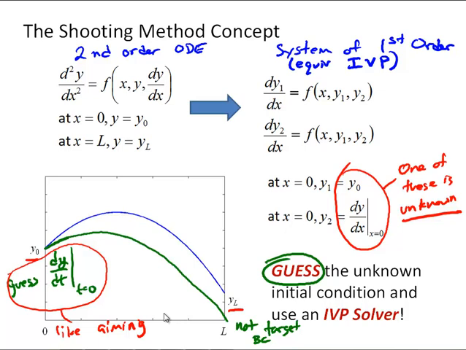the solution at the target, and then using an initial value problem solver, something like ODE45, using an initial value problem solver to integrate the solution forward and seeing if we hit our target. And so then the next step of the shooting method is coming up with an intelligent way to keep improving our guesses so that we can hit that target. We'll call that our target boundary condition.